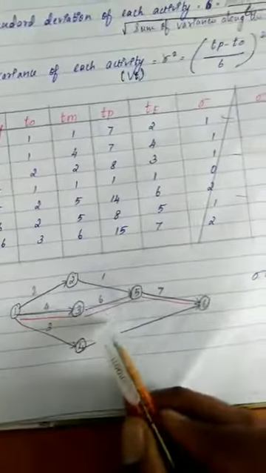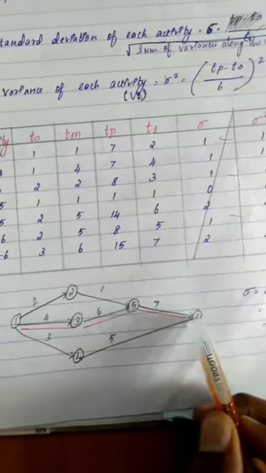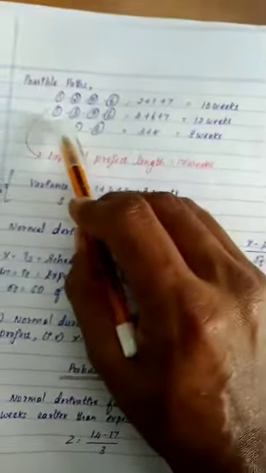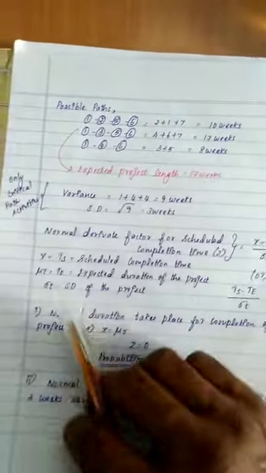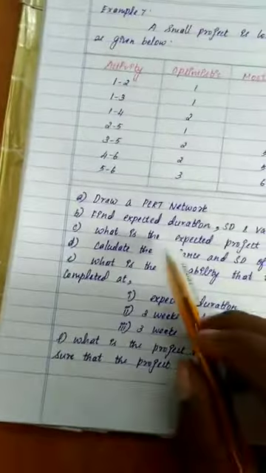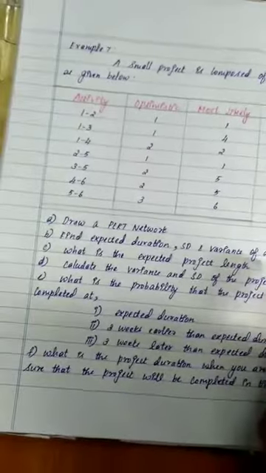After finding the critical path, we need to draw another line on that path. So now we find that the critical path is 1 3 5 6 and the critical duration is 17 weeks. After that, the second one they mentioned is standard deviation and variance of all activities, which need to be found out.